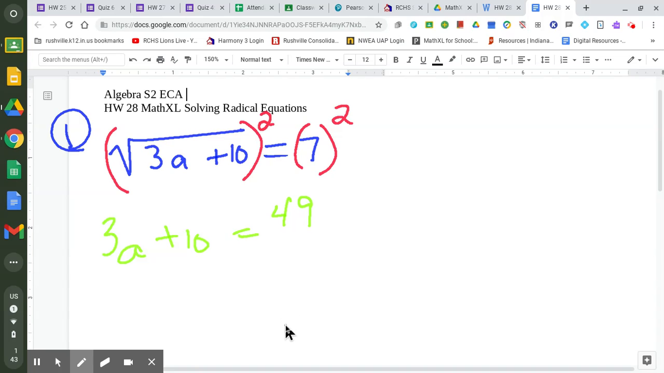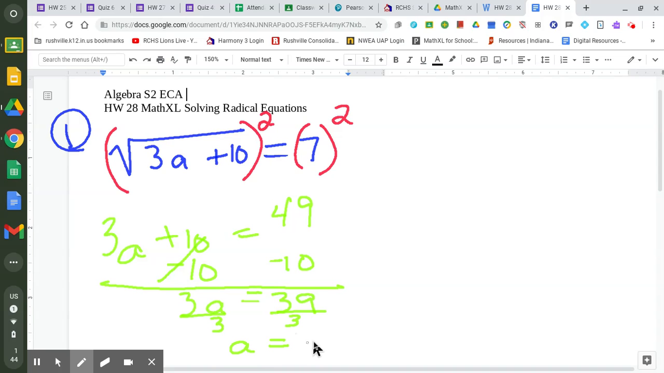Then I solve, just like I always have. So I need to subtract 10 on both sides of the equal sign. So I have 3a equals 39. Divide by 3, divide by 3. A equals 13.